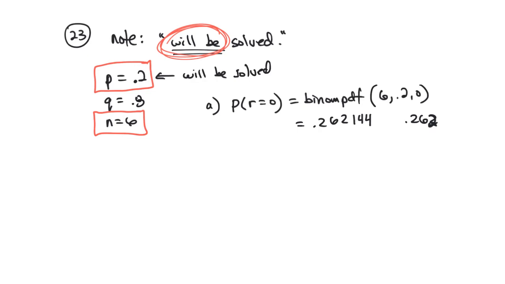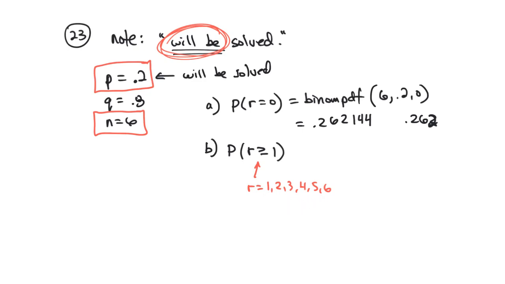Then part B says, what is the probability that at least one crime will be solved? Okay, here we go. At least one. At least one means R is greater than or equal to 1, right? This means at least one, meaning R could be 1, 2, 3, 4, 5, or 6, meaning the only thing R can't be is 0. That's the only thing it couldn't be. So we could use binomial PDF repeatedly for 1, 2, 3, and then add them all up. We can't use binomial CDF directly because CDF won't let us start at 1 and go to 6.